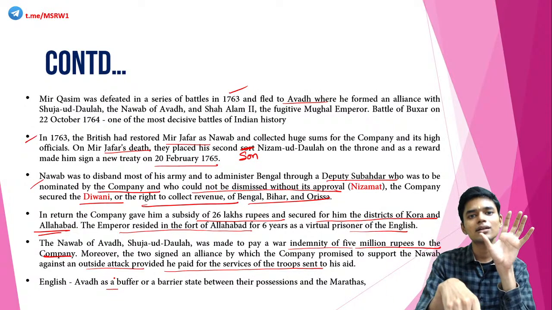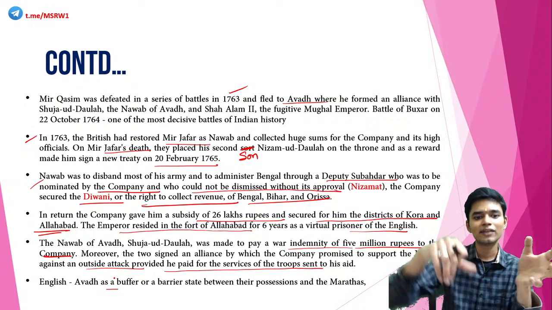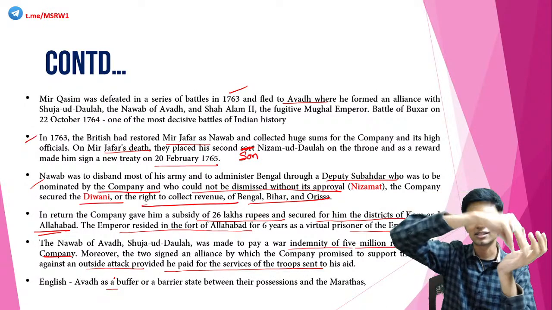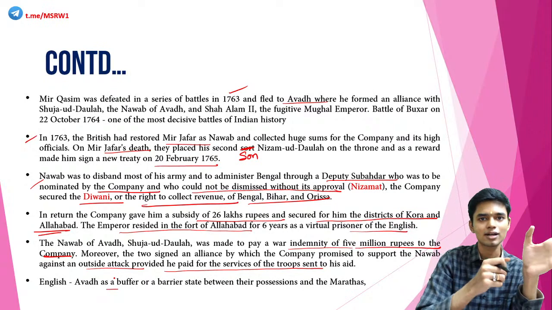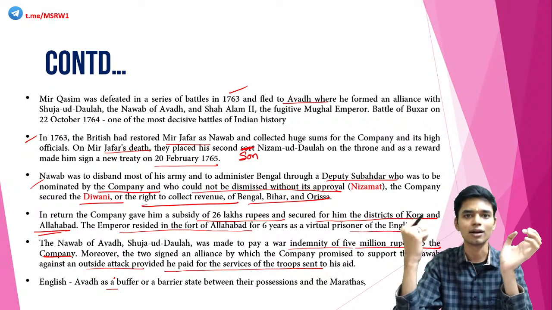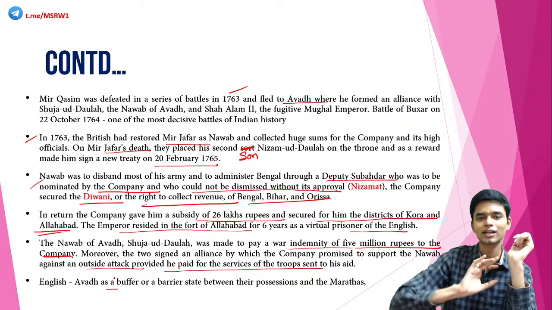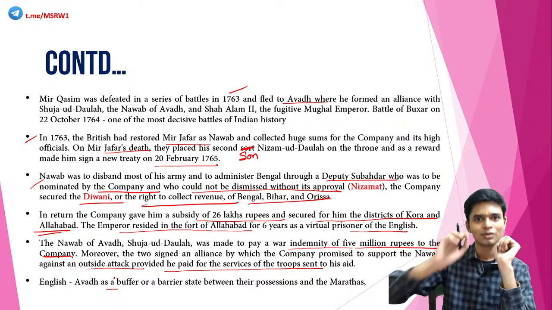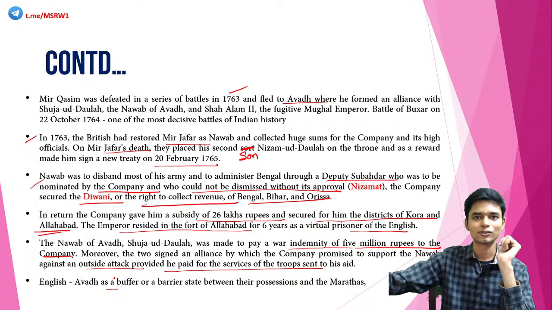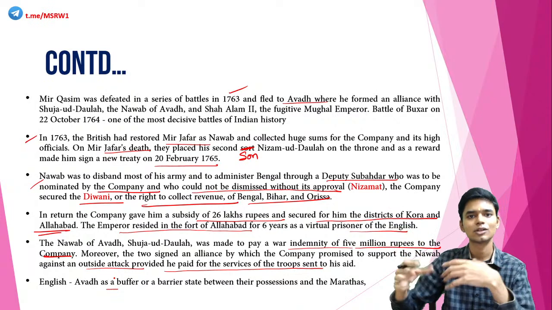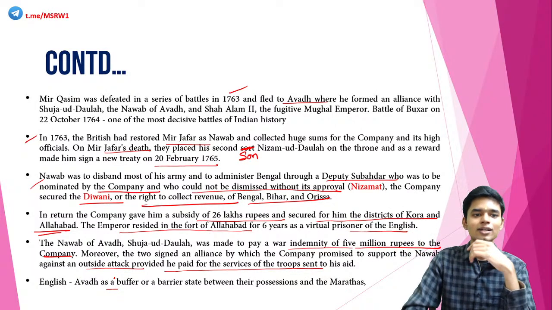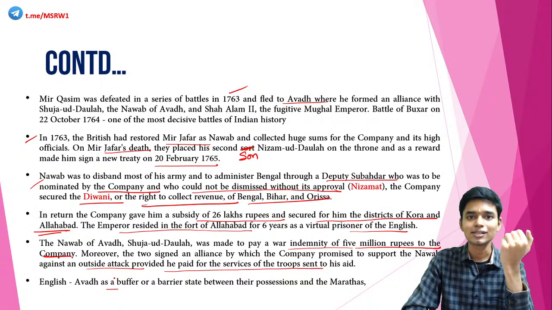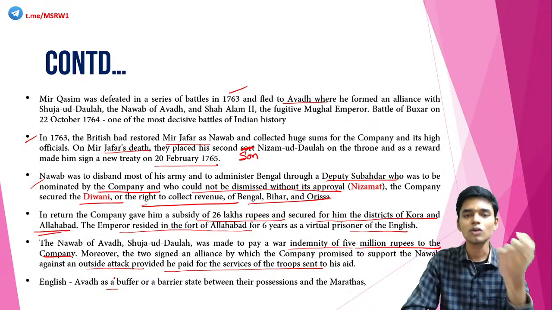So by capturing Oudh, what did they do? They effectively created a buffer state between the Marathas and their English possessions in Bengal. So the Marathas cannot directly attack Bengal. They have to attack Oudh first and then come to Bengal. By that time, England can do whatever they want to do. So that was the intention in capturing or taking control of Oudh.